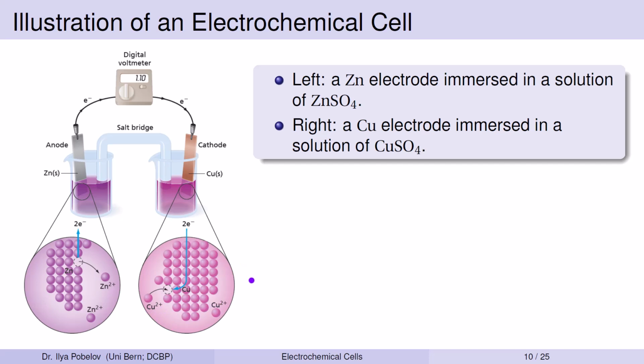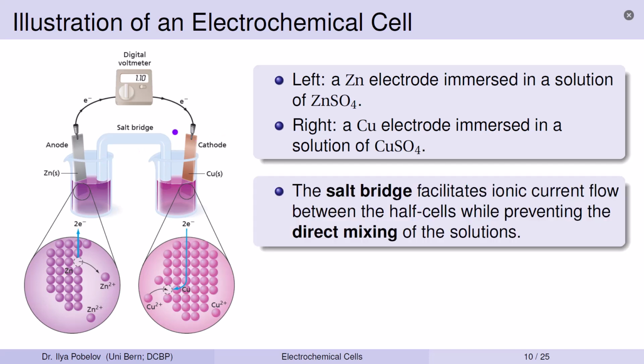sulfate ions. These two half cells are connected by a salt bridge, typically a gel containing an electrolyte such as potassium chloride. The salt bridge facilitates ionic current flow between the half cells while preventing the direct mixing of the solutions. A metal wire attached to each electrode completes the external circuit, allowing for the flow of electron current.